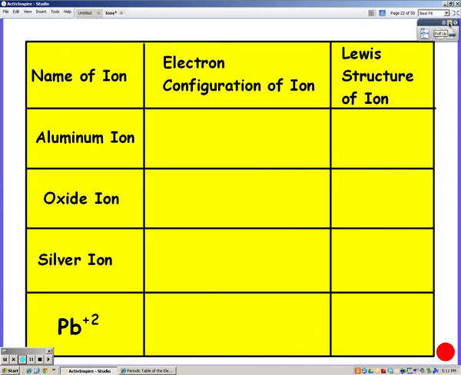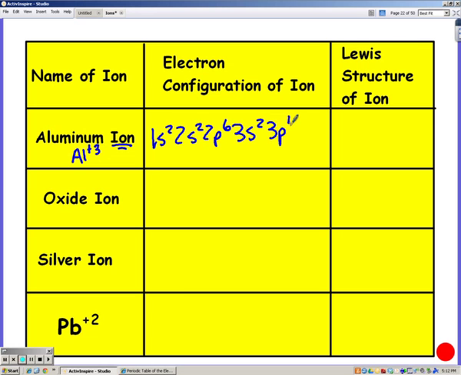Alright, so let's do one of these together. We're going to be writing the electron configuration of the ion and the Lewis structure for the ion. So the first thing you have to remember is the charge that aluminum has, and that's a +3 when it's in its ion form. The easiest thing to do is to write the electron configuration of the atom first. So aluminum has an electron configuration of 1s2, 2s2, 2p6, 3s2, 3p1.